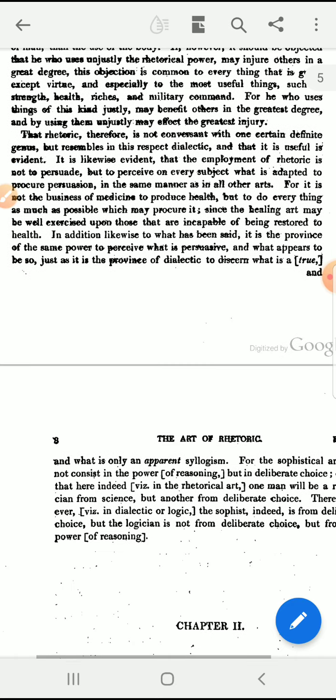That rhetoric, therefore, is not conversant with one certain definite genus of things, but resembles in this respect dialectic, which applies to all things, and that it is useful is evident. It is likewise evident that the employment of rhetoric is not to persuade. Make sure you listen to that. The employment of rhetoric is not to persuade.